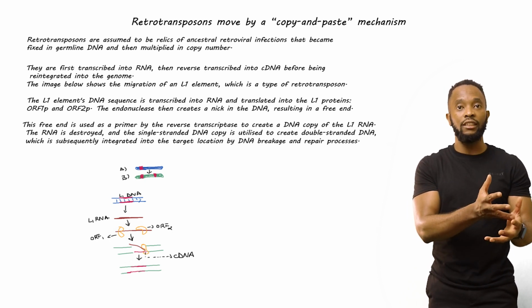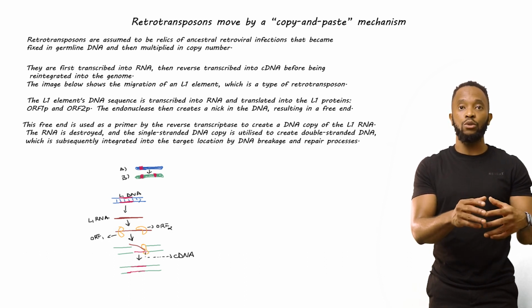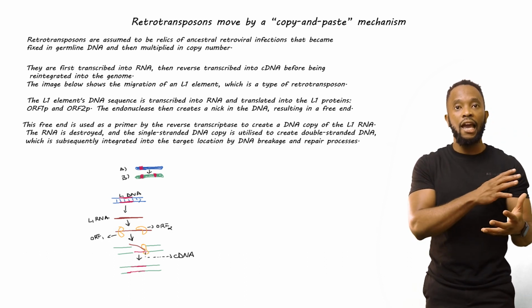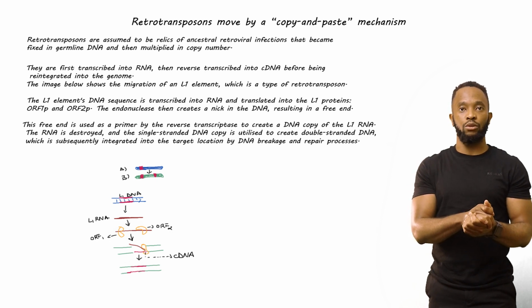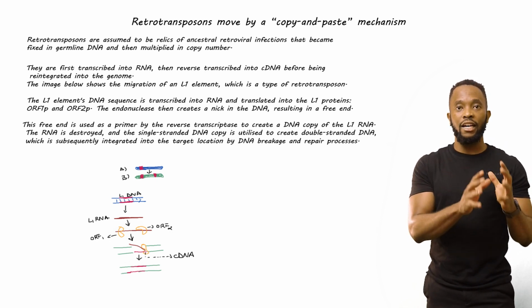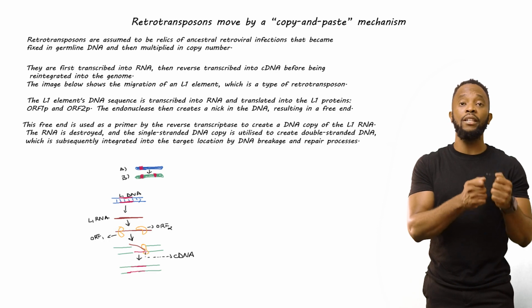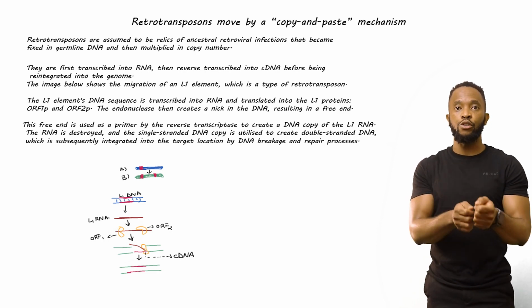And as soon as we've got the cDNA, eventually we're going to have a complementary strand and a DNA repair mechanism is going to occur. So that's how, in a nutshell, we have the copy and paste mechanism in retrotransposing.